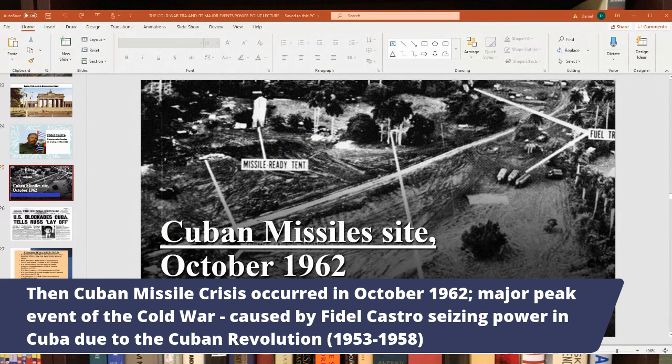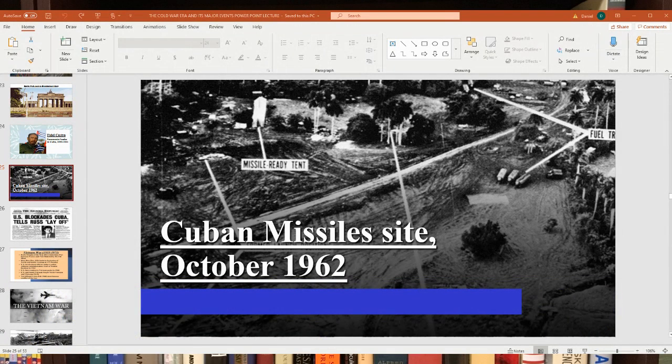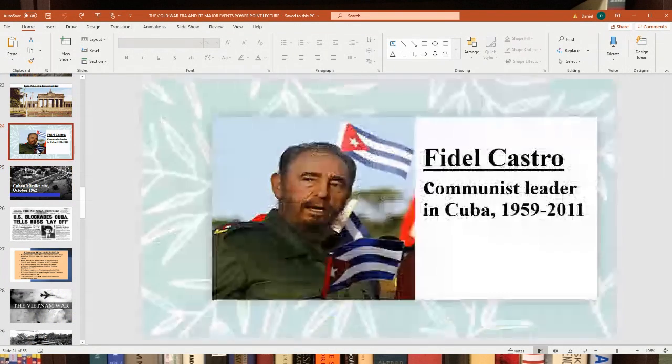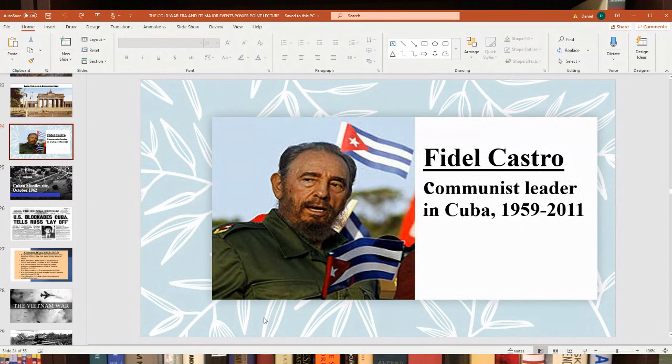And part of the reason why it happened was because of Fidel Castro. He had seized power in Cuba by the end of 1958 with the so-called Cuban Revolution. Got a picture of Castro, which is right here. Castro was the communist leader of Cuba for many years. You can see he was in power for over 50 years. It's a long time, basically like a dictator.